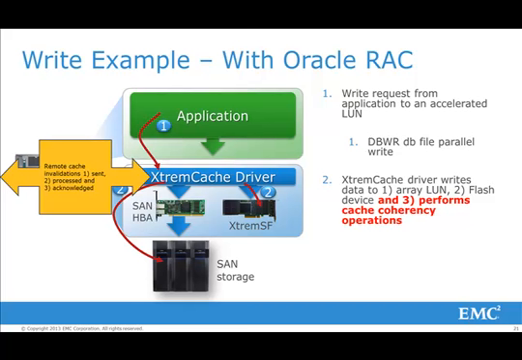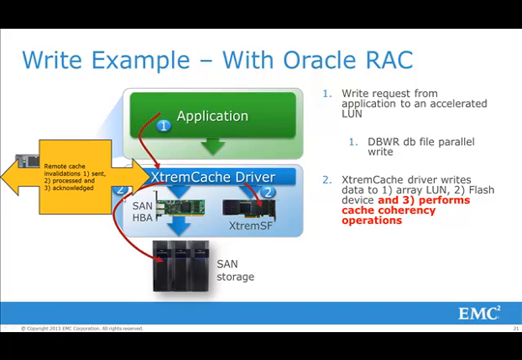Now at step 2, XtremCache traps the write request as before. However, now there are 3 operations that take place concurrently. One, well, the array LUN is updated down in the SAN. 2, the flash device that's local to the database writer who issued the write has an old copy of the block, so it needs to be updated with the current copy. And in red, you'll notice on bullet number 2 here, I have performs cache coherency operations.